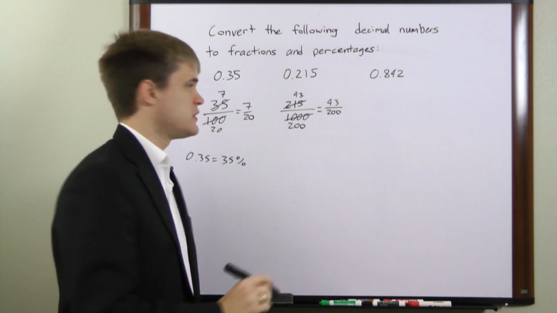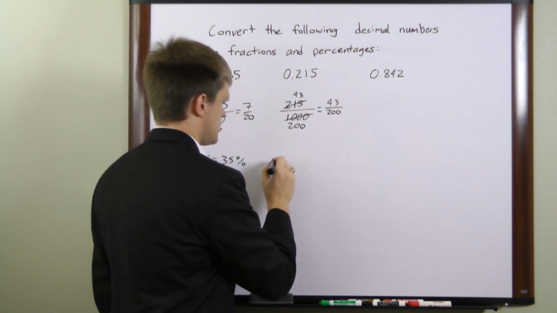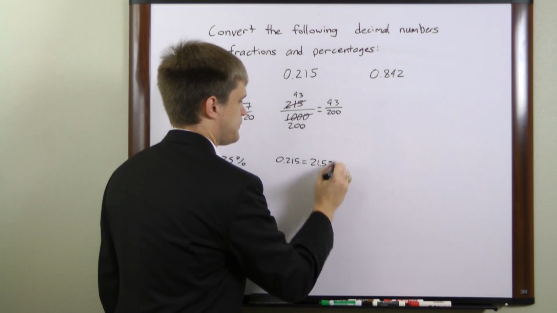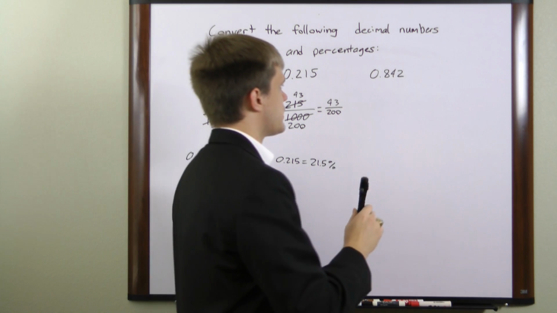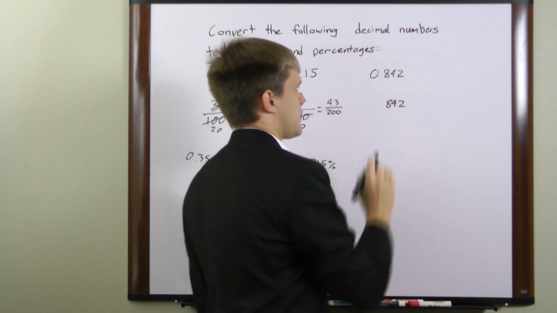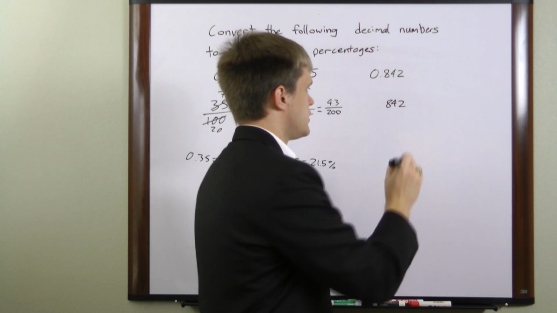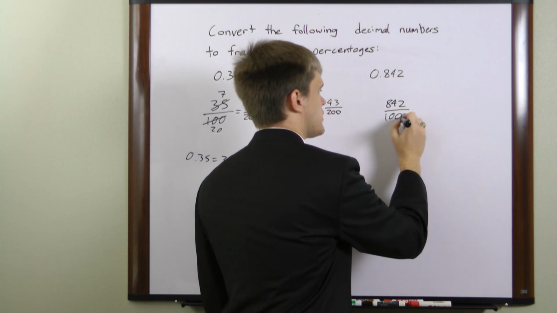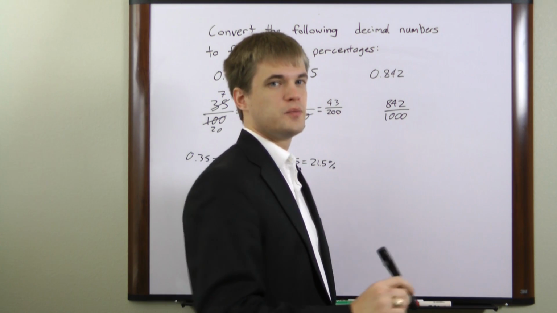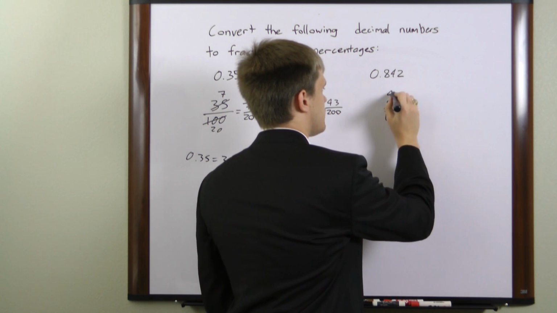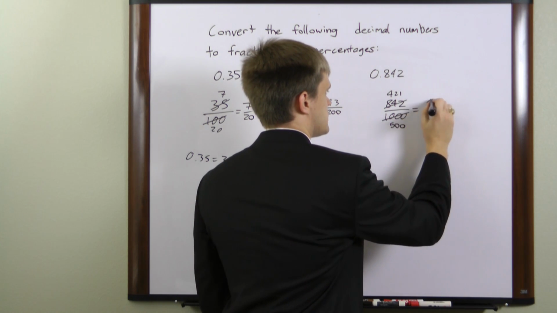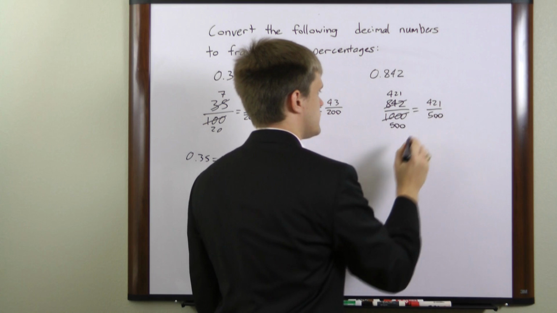To convert to a percentage, we can just move the decimal point 2 places to the right. So 0.215 is equal to 21.5%. In this final example, we have 0.842. We will once again write these digits as our numerator. The rightmost digit is 3 places to the right of the decimal, so we will once again have 3 zeros in our denominator. 842 over 1,000. We can reduce by dividing top and bottom by 2. 842 over 2 is 421, and 1,000 over 2 is 500. So this fraction reduces to 421 over 500.